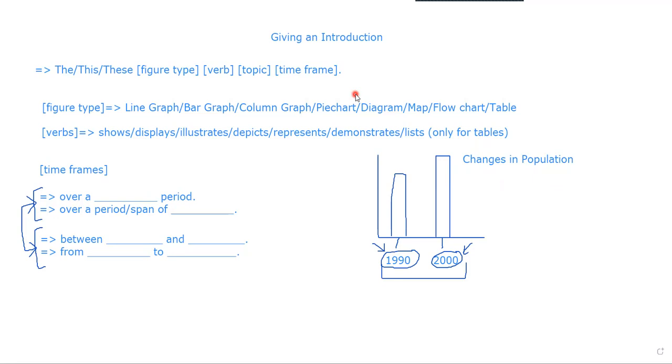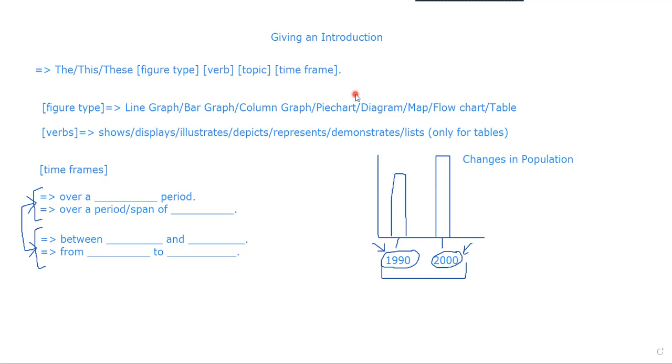Alex, are you done? Yes, sir. Kindly share with us. Sir, can you repeat? Please wait a moment, I have written. The bar diagram represents, okay, continue. No problem, continue. The bar diagram represents changing population over a 10-year period between 1990 and 2000. Very good.